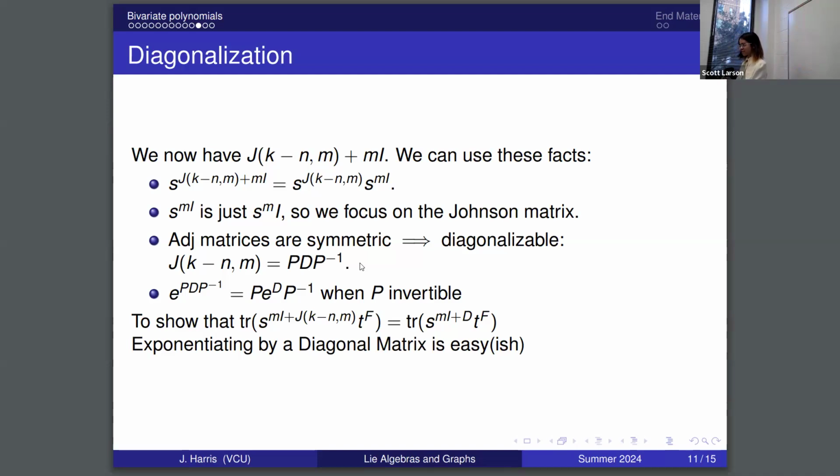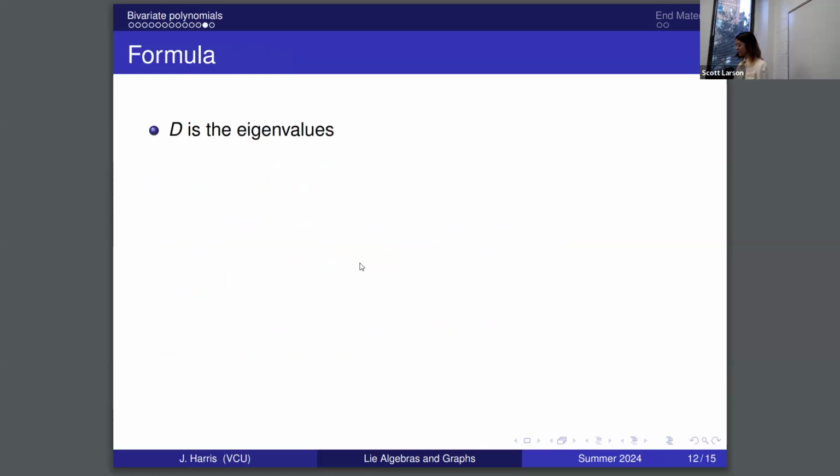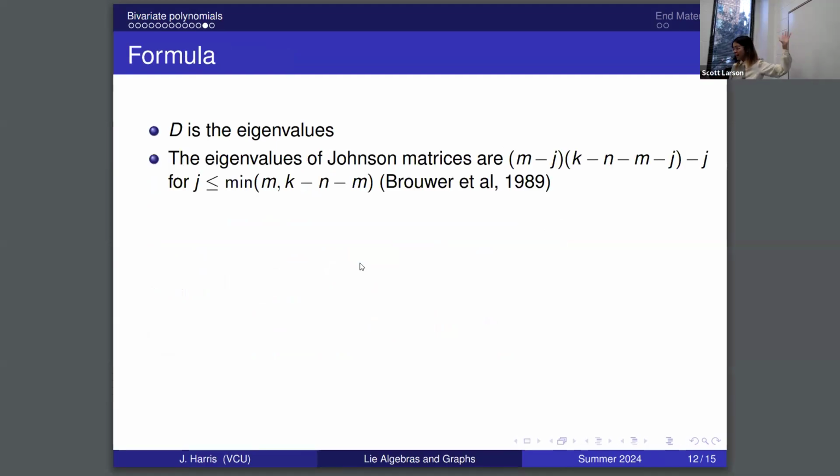But diagonalizing still is very computationally expensive. So is there any way that maybe we could just write down some formula rather than having to do it from here? Well, we know that if you diagonalize something, the things on the diagonal are going to be your eigenvalues. And the eigenvalues of Johnson adjacency matrices are well known, published in this book, given by this sort of nasty-ish looking equation.